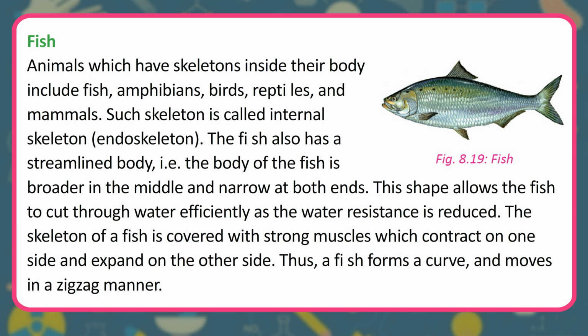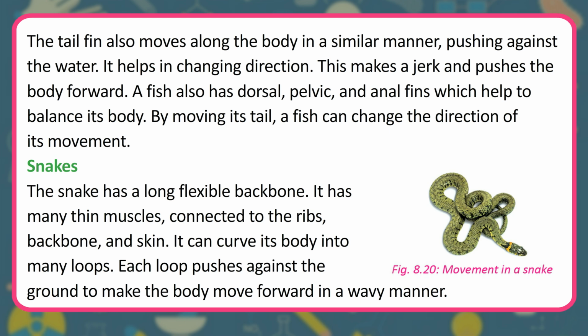The skeleton of a fish is covered with strong muscles which contract on one side and expand on the other side. Thus, a fish forms a curve and moves in a zigzag manner. The tail fin also moves along the body in a similar manner, pushing against the water. It helps in changing direction. This makes a jerk and pushes the body forward.